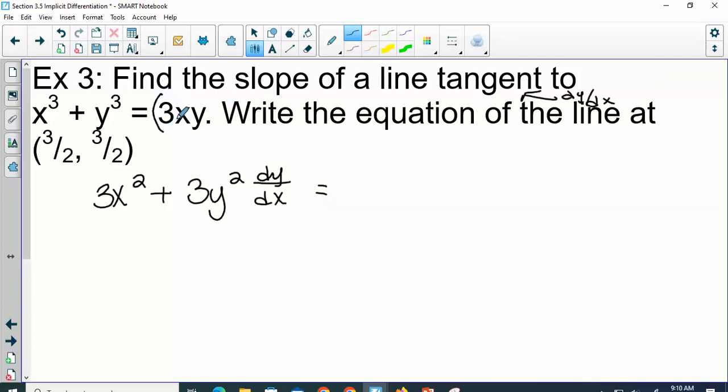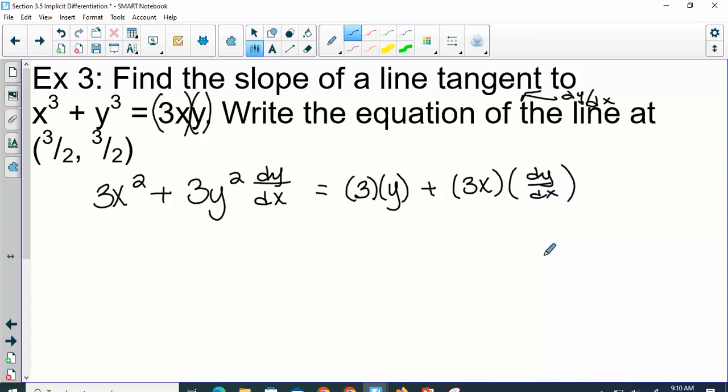Over here, x and y are each a variable. So to do that derivative, we have to do the product rule. The product rule says derivative of the first, so the derivative of 3x is 3. The second one stays the same, plus the first times the derivative of the second, the derivative of y, 1 dy/dx.